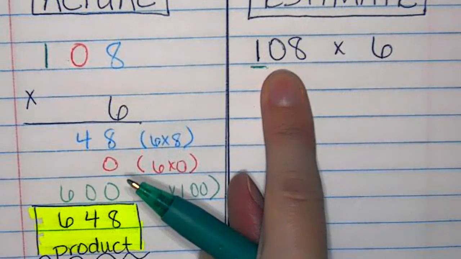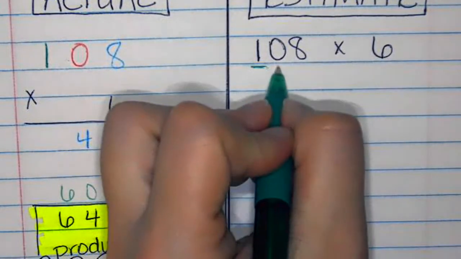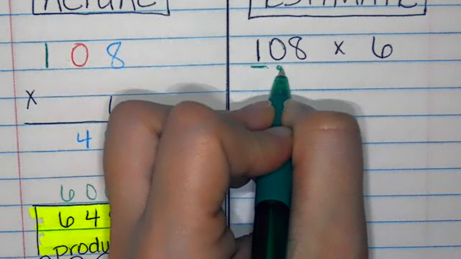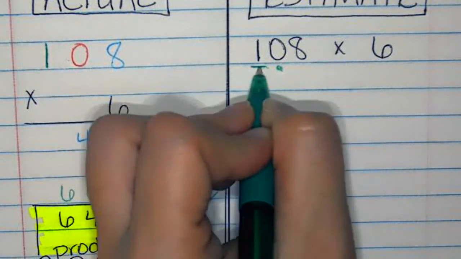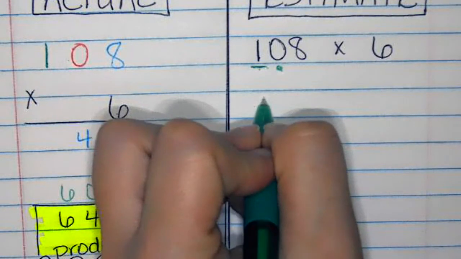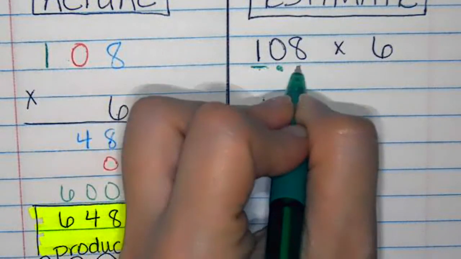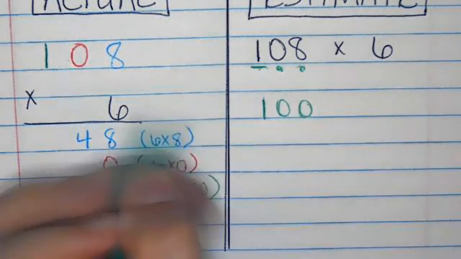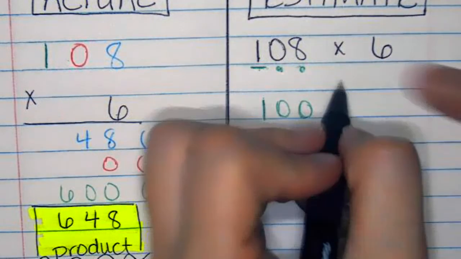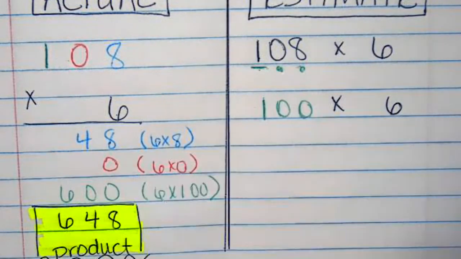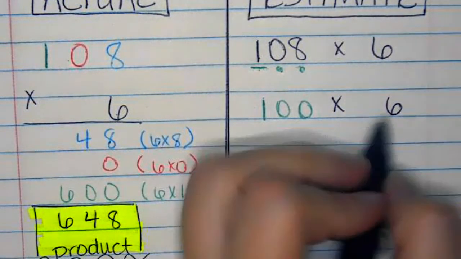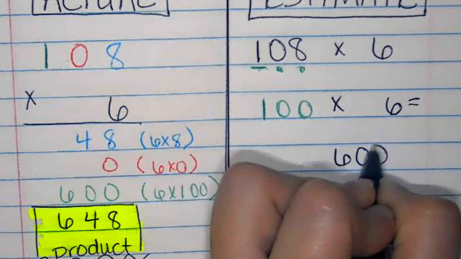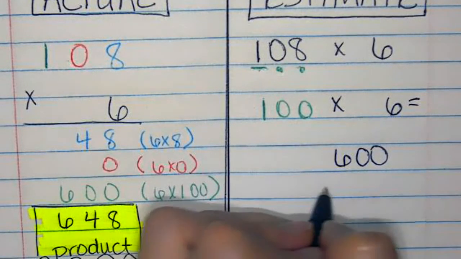Is this 5 or greater? That's 0. No, it's not. If it's 5 or greater, add one more. Nope, I'm not adding one more. So the number in the front stays the same. That's the 1. And the numbers in the back, 0 is your name, so I have 2 numbers in the back. So that would be 100, and then that would be times 6. So 100 times 6 is 600. That is my estimated answer.